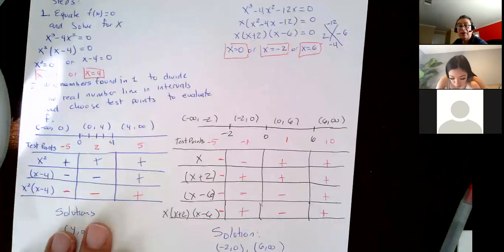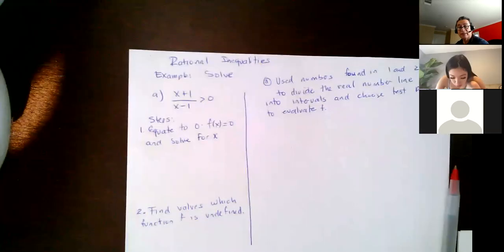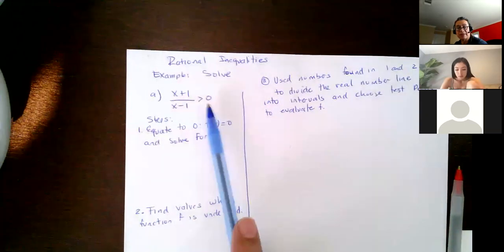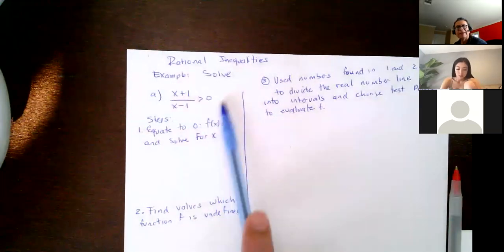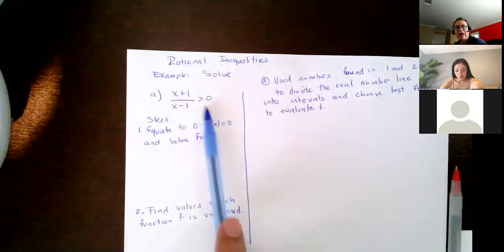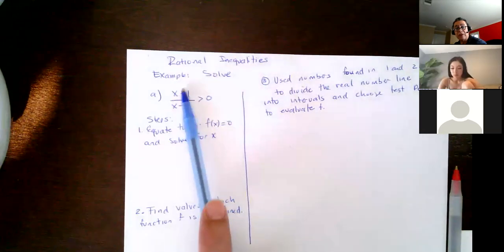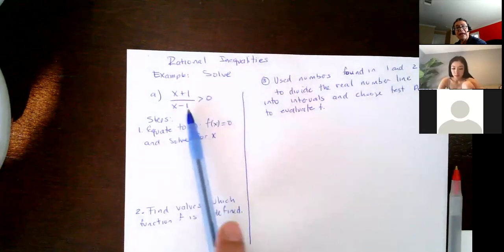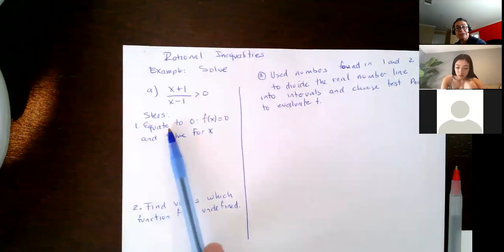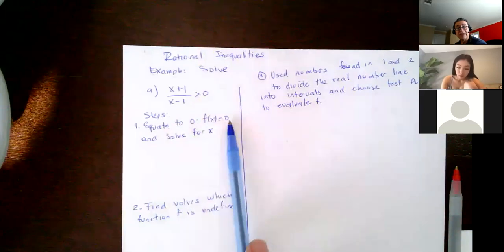Alrighty, so let's continue. Now we're going to do a rational inequality. We're going to solve this rational inequality, x plus 1 divided by x minus 1 greater than 0. The idea is similar to what we did before, but notice that now we have a numerator and denominator, right? So I have the steps here. Step number 1, equate to 0. Let's make f of x equal to 0 and solve for x.